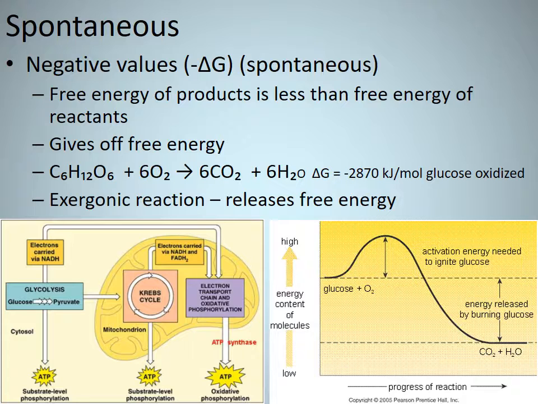Spontaneous. So again, this is the negative values. If we see that there is a negative G as we calculate the energies in the products and the reactants, that would obviously be a spontaneous change or an exergonic reaction, a release of free energy. Okay. The example that I have here is the breakdown of glucose, or the oxidation of glucose.